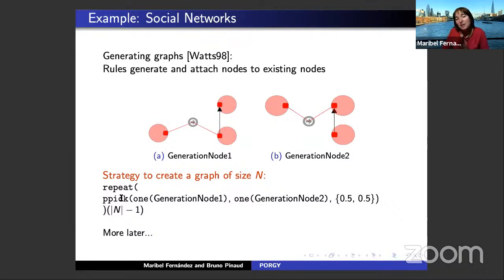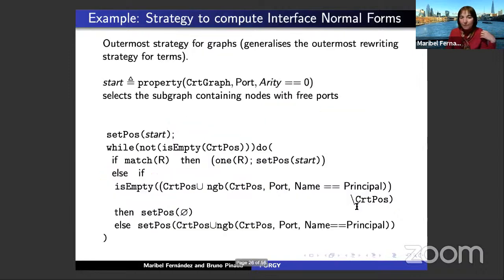And the strategy here just says repeat, so iterate this n minus one times. And what we are repeating is this strategy that picks either the rule one or the rule two with equal probability. We can see here they both have probability 0.5. This is a more complicated strategy, but this is just to show you that it is really a generalization of what we know from term rewriting.